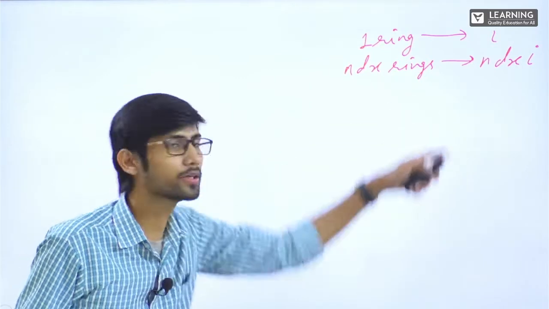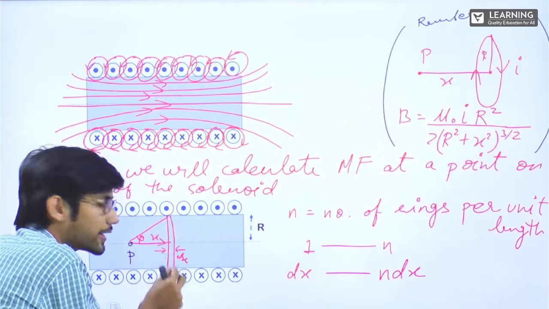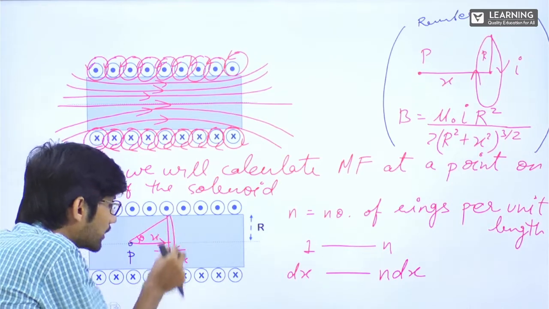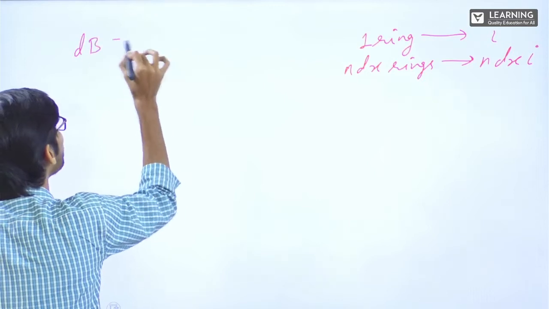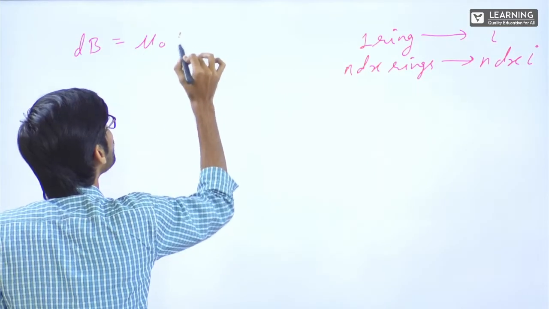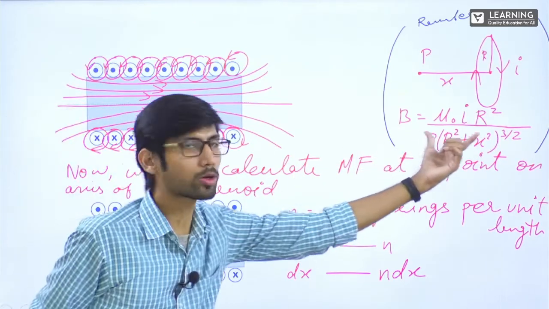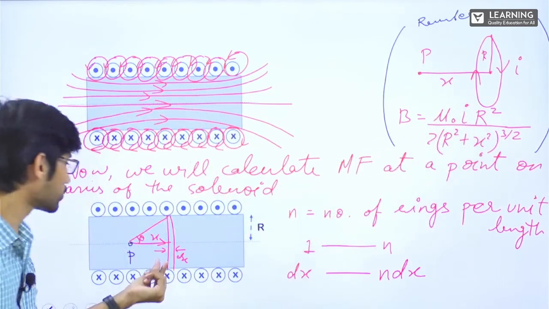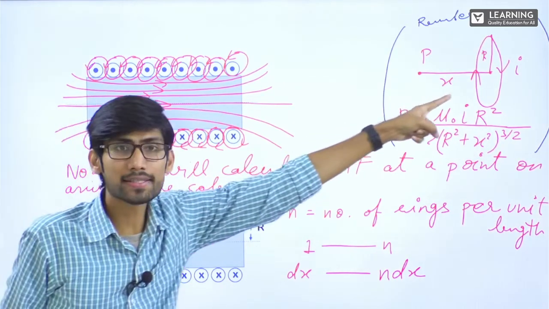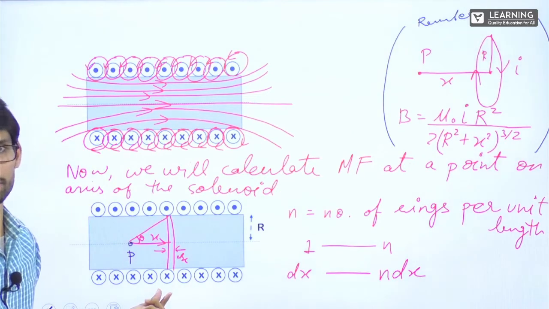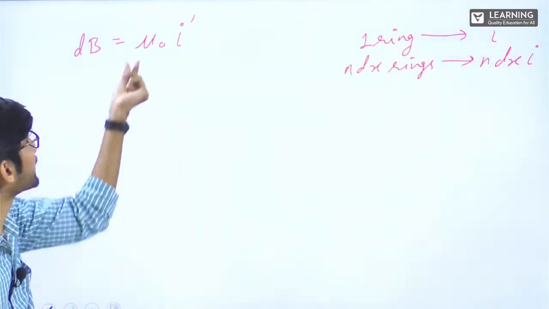Clear? Why am I telling you this? Because due to this elemental ring, this small element of rings, if I want to write the small magnetic field, that magnetic field will be mu naught into I dash. Let's say I have to write this formula only. This is due to one ring. This is due to some rings. Correct? There I is I. Here I don't know the I, because it is not only one ring. So I have written I dash.